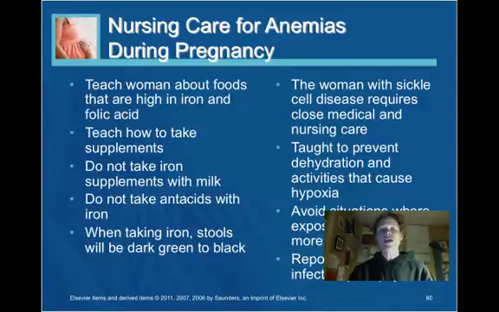Nursing care for anemias: teach the woman about foods that are high in iron and/or folic acid based on where their deficiency lies. Teach them how to take supplements. For example, don't take the iron with milk; you want to take iron with vitamin C. Warn them that when they're taking iron supplements, their stools will be dark colored, either dark green or black, and that is common. Women with sickle cell disease will require close monitoring, and they are taught to prevent dehydration or activities that can cause hypoxia because that can precipitate a crisis. They also want to avoid situations where they would be more likely to be exposed to infection.